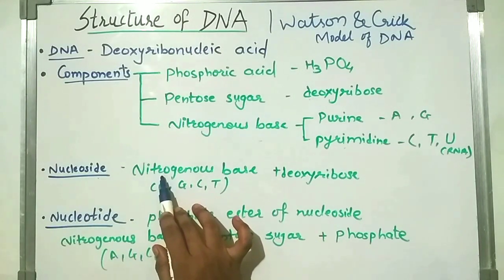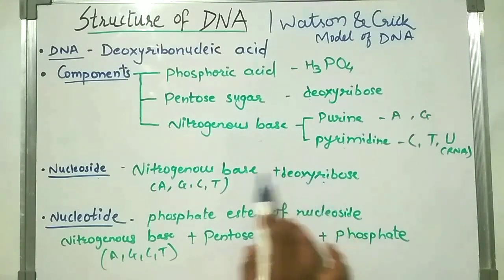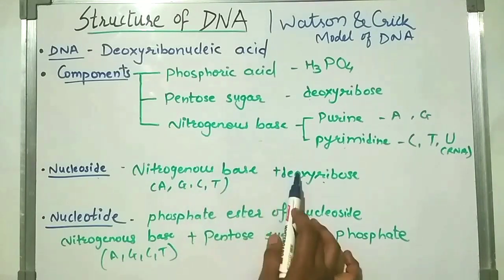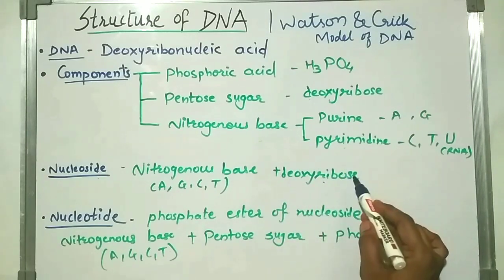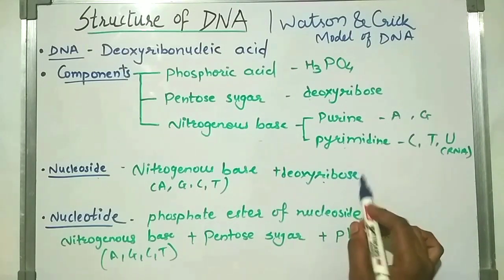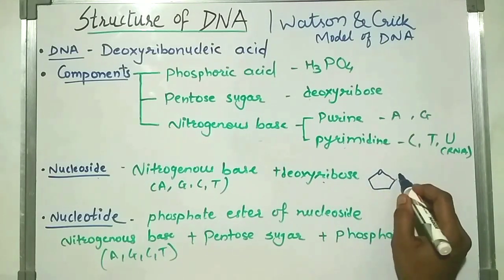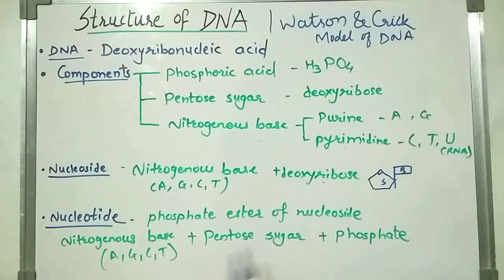So nucleoside means one of the nitrogenous bases and deoxyribose. It may be adenine deoxyribose, guanine deoxyribose, or cytosine or thymine. In the deoxyribose, one of the bases will be attached like this. The structure will be like this: the base here, and this is the sugar. So a nucleotide is the phosphate ester of a nucleoside: nitrogenous base, pentose sugar, and phosphate.